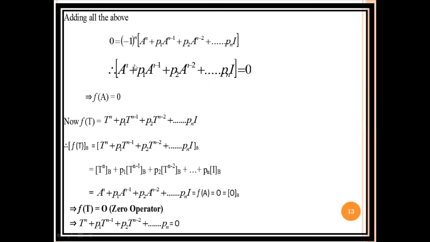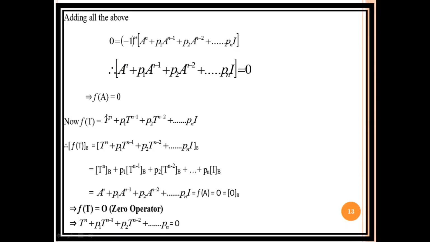Then, adding all these equations, on the left hand side we'll get 0. On the right hand side we'll get one polynomial in terms of A. Now this is nothing but f of A is equal to 0. This is f of lambda, the characteristic polynomial, and in place of lambda we have A. So f of A is equal to 0, where A is the matrix of T with respect to B, right?